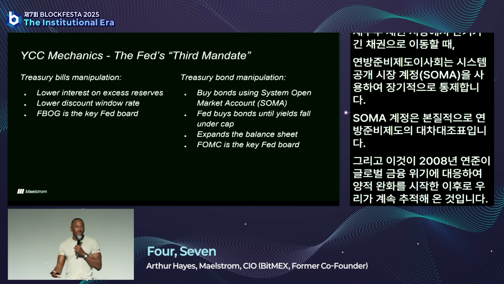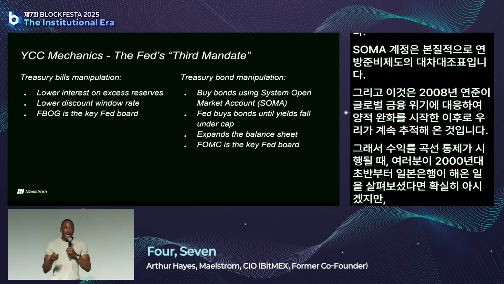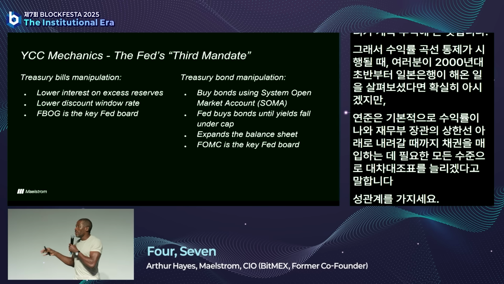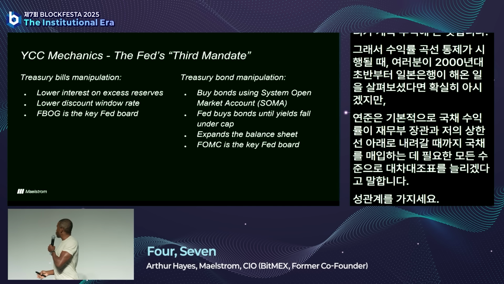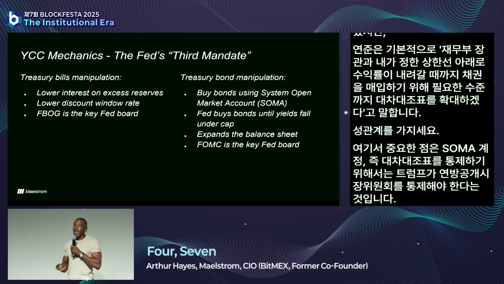When yield curve control is enacted, and I'm sure you've looked at what the Bank of Japan has been doing since the early 2000s, the Fed essentially says, I will grow my balance sheet to whatever level is necessary to buy bonds until the yields go below the cap that me and the Treasury Secretary have set. The key thing here is that to control the SOMA account, the balance sheet, Trump needs to control the Federal Open Market Committee. I'll get into how these two boards interact with each other and how Trump can gain control of these.